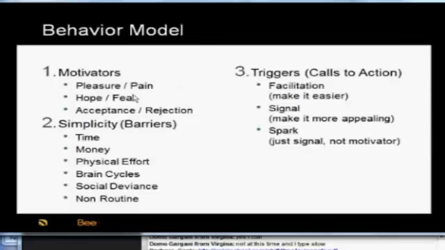Your motivators: you have pleasure or pain. These are emotional. Hope and fear, acceptance and rejection. Motivators are the things that get people to do what you want, like click on that button. Barriers to what you want someone to do on the internet might be time, it might be money, maybe some type of physical effort is involved, maybe they have to go to 5 different pages before they download something. The cycles of the brain: some of us are morning people, some of us are afternoon people. If you hit a morning person at 6 o'clock in the afternoon, they're probably not going to be as receptive to your message as they might be at 8 o'clock in the morning.